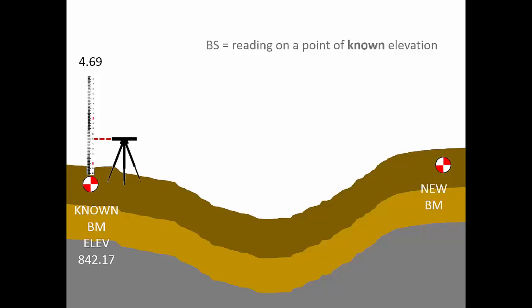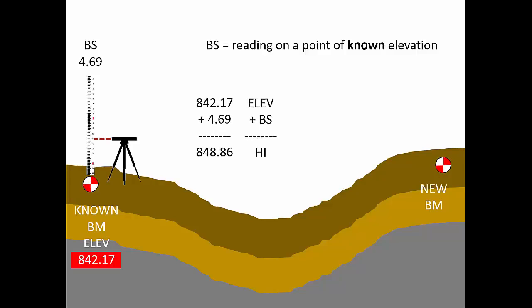Since this reading is taken on a point of known elevation, we call it a backsite, commonly abbreviated as BS. With this first backsite reading and the known elevation of the benchmark, in our case 842.17 feet, we can say the instrument line of height is 4.69 feet above the elevation of 842.17. Thus, the HI of the instrument, commonly abbreviated as HI, is 842.17 feet plus 4.69 feet, which equals 848.86 feet.